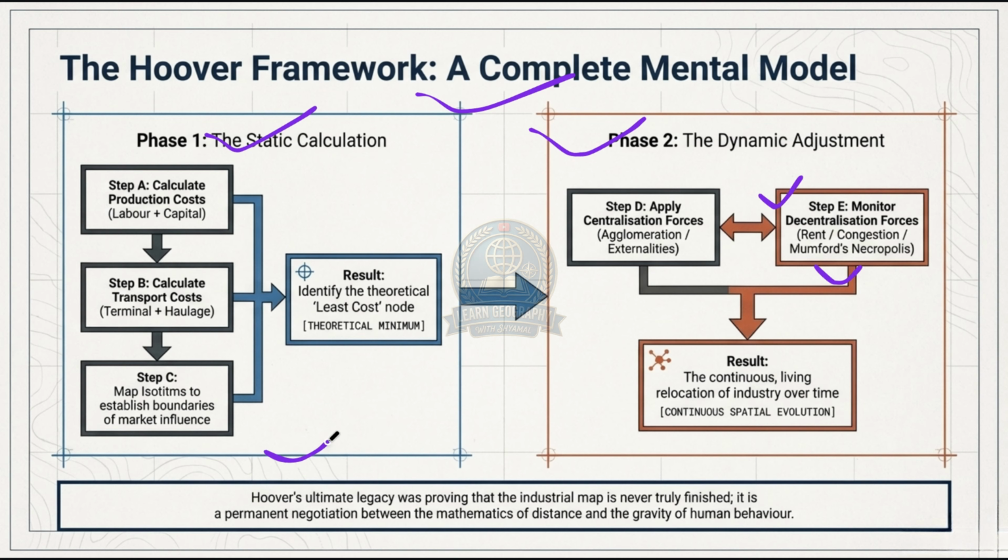Hoover's ultimate legacy was proving that the industrial map is never truly finished. It is a permanent negotiation between the mathematics of distance and the gravity of human behavior.